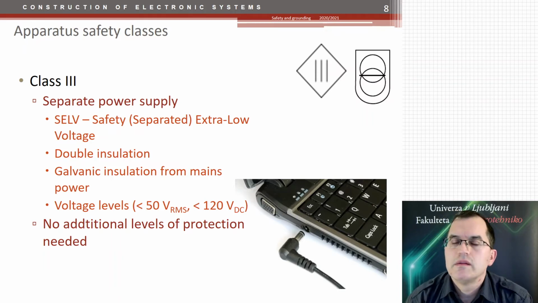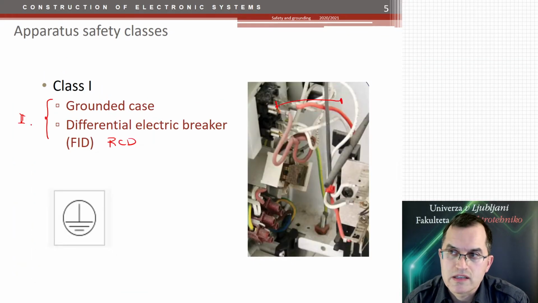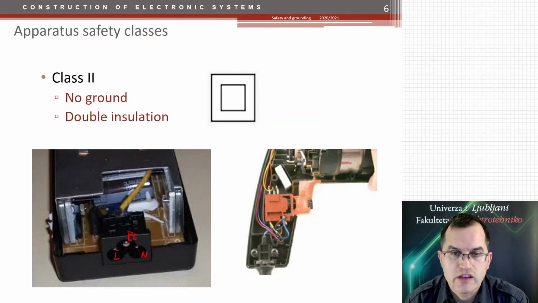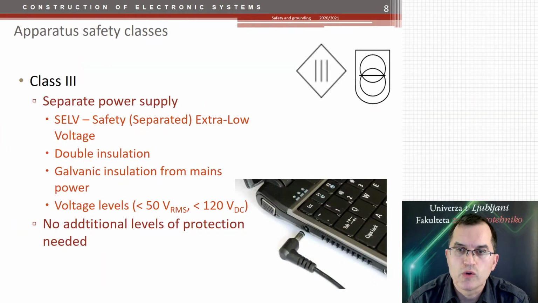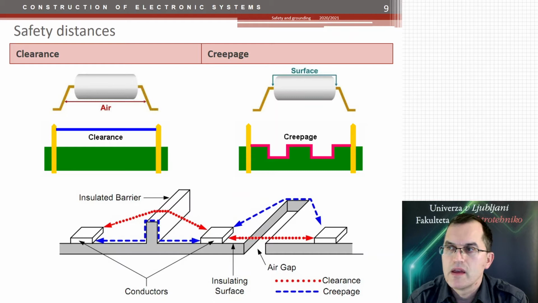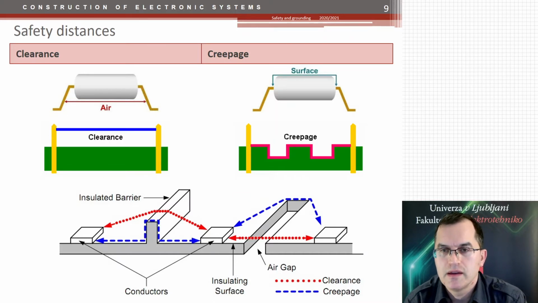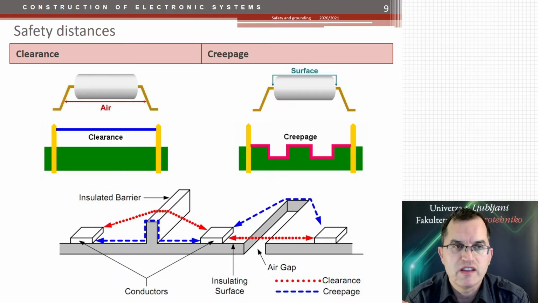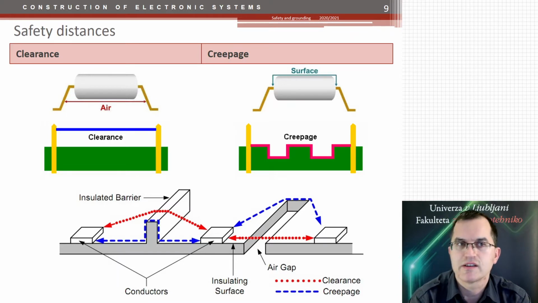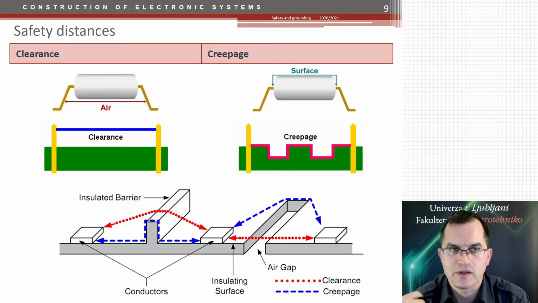If you are developing a class 2 or class 1 device, then you should also care about so-called safety distances. What are safety distances? These are the distances that provide a safe high breakdown voltage between the hot parts, the parts that are connected to the power supply or high voltage, and the parts you can touch.